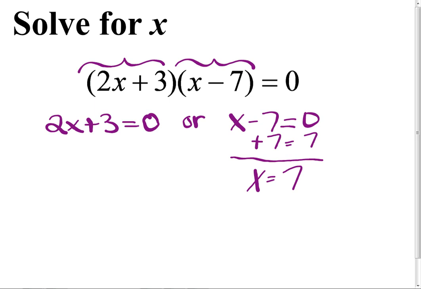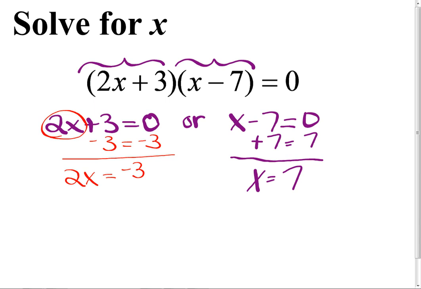How do I solve for x here, Cole? It has to be a negative number. How do I solve for x? I want x by itself. Minus 3. You were saying it right. So what do you get, Cole? You get -3. What do I get here on the left side? 2x. 2x equals -3. Now what do we do? What's the opposite of multiplying by 2? Dividing by 2. So x equals -3 halves.